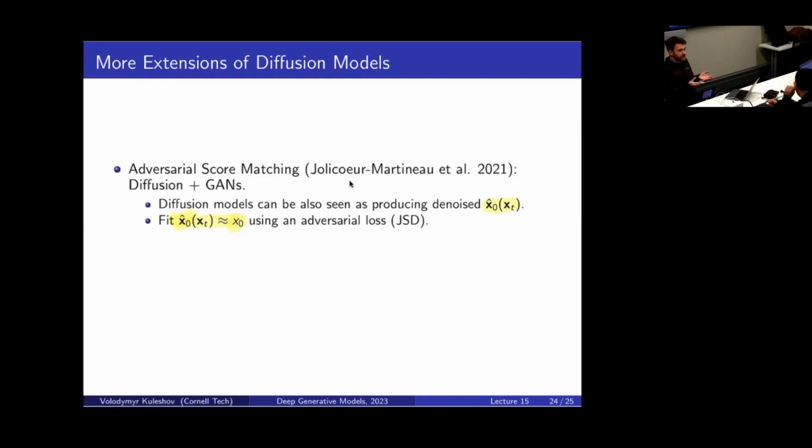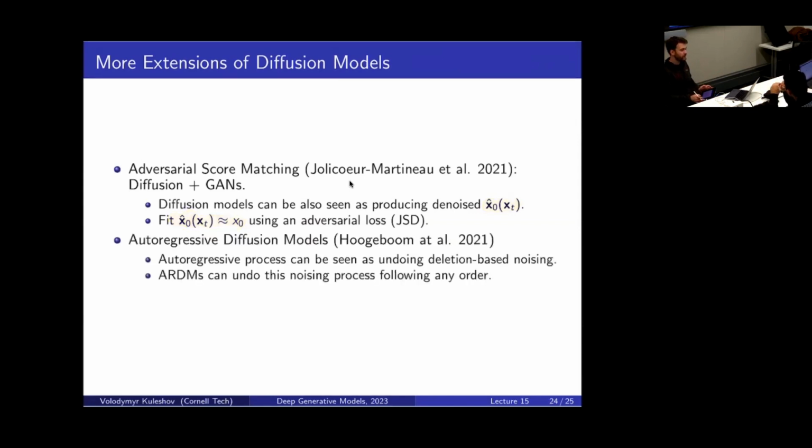But if you make that observation, now you might ask yourself, well, why would we be using the L2 loss for the clean image and the noisy image? Why not use the adversarial loss? So this is the idea of adversarial score matching. You can also use arbitrary losses there. So there's some interesting results there. And you can also combine autoregressive models with diffusion models.